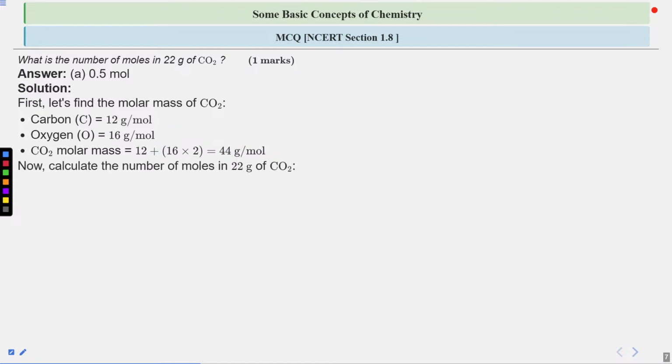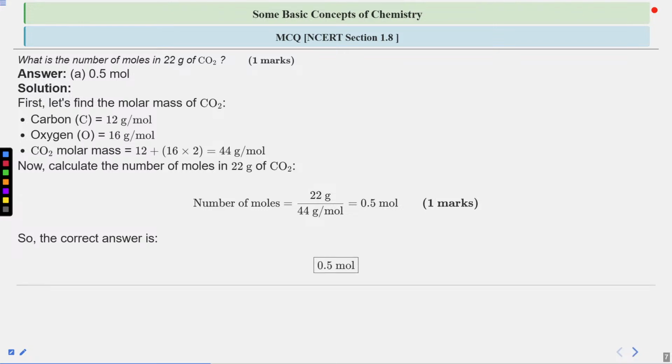Now next, how do we calculate the number of moles? It is very simple: given mass, which is 22 grams, divided by the molar mass, which is 44 gram per mole. We have calculated it, right? Now if you calculate this value, it will be 0.5. Again, even if you don't solve it fully and write only the correct answer, you will surely get the 1 mark. So the correct answer is 0.5 mole. Yes, very good. You can apply the unitary method also. If anyone has any issue, you can ask it here without any hesitation.